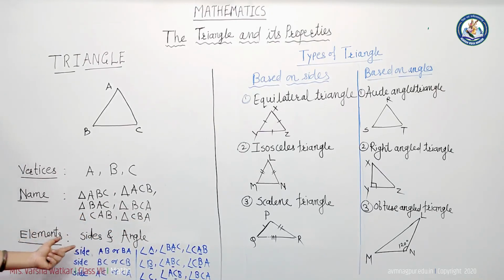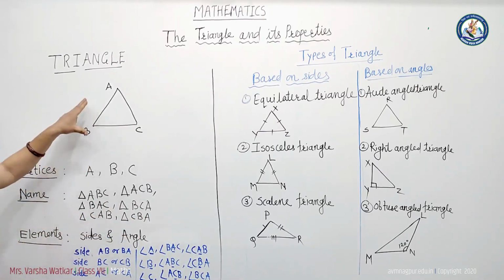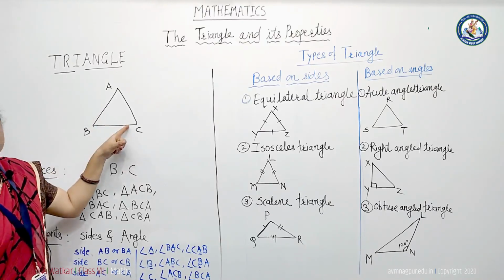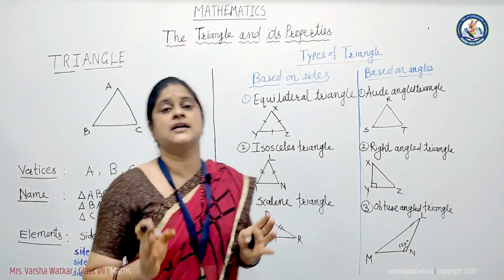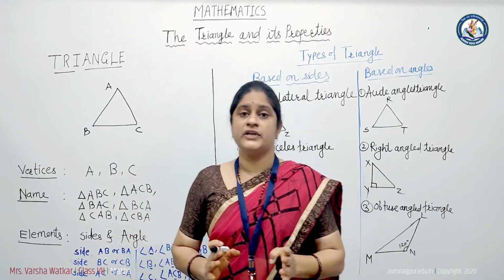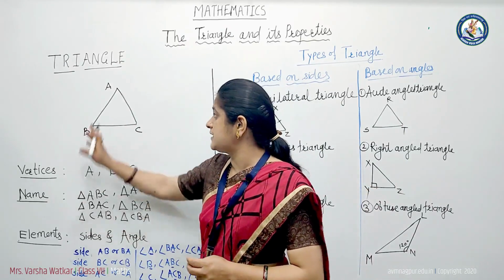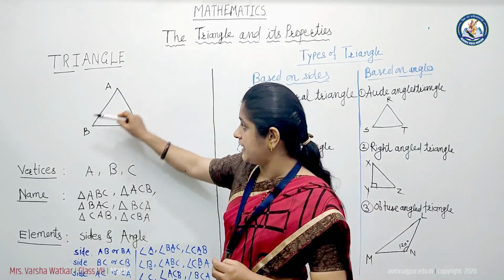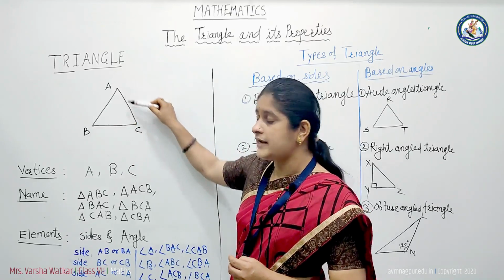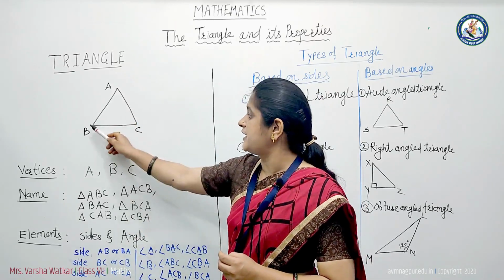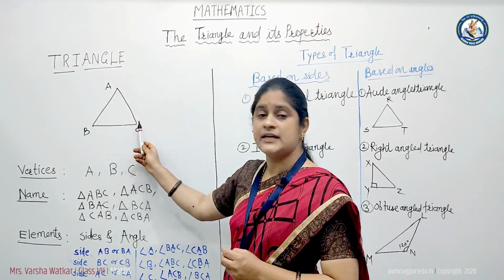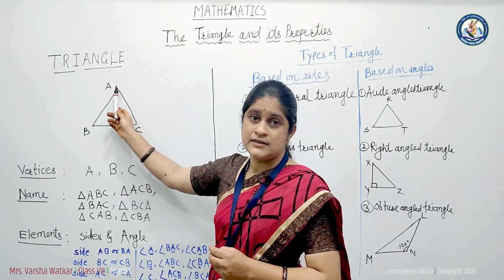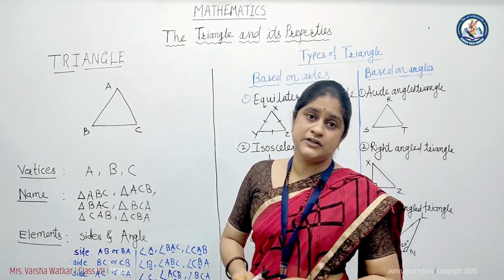Okay students? Now what are the elements of the triangle? A triangle is formed by joining three line segments. It has three sides and three angles. These three sides and three angles are called the elements of the triangle, or the parts of the triangle. What are the three sides? Side AB, side BC and side AC. Side AB we can write as side BA, side BC as side CB, and side CA we can write as side AC. These are the three sides of the triangle.